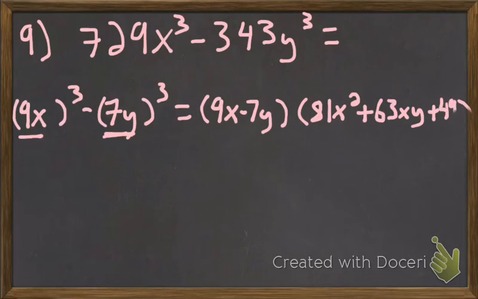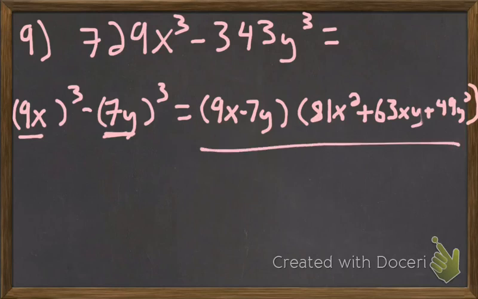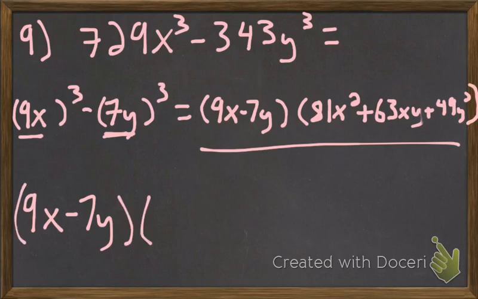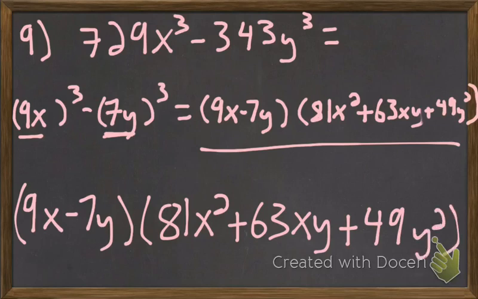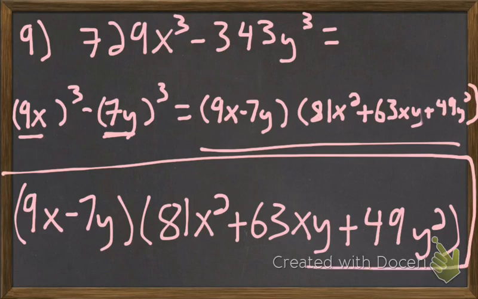I gotta erase this and make more room. It's gonna be 49y squared. Let's erase that, plus 49y squared, and close it out. So that's the 49y squared, okay? If you can't see that, this is the answer, but I'll rewrite it here. 9x minus 7y times 81x squared plus 63xy plus 49y squared. Alright? So this is our solution right here. I know it looks long, but all you're doing is plugging in a formula pretty much. Right? So that's it. Thank you.